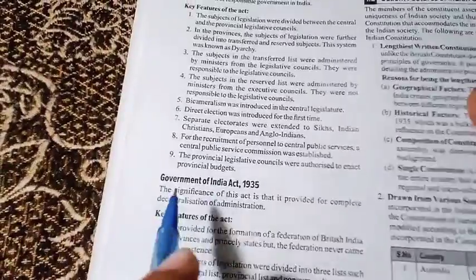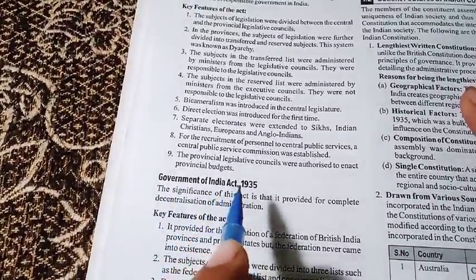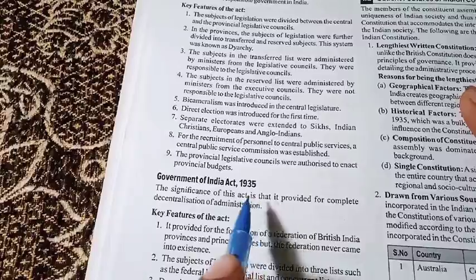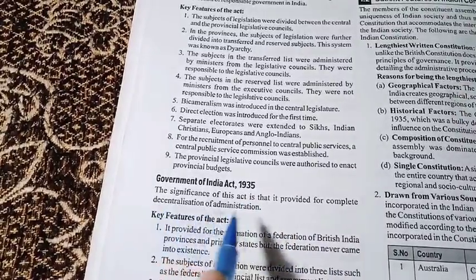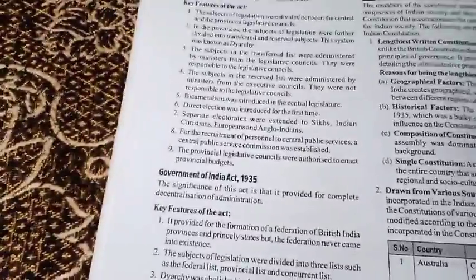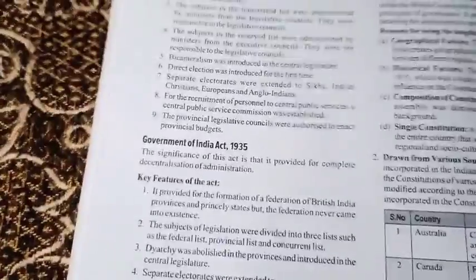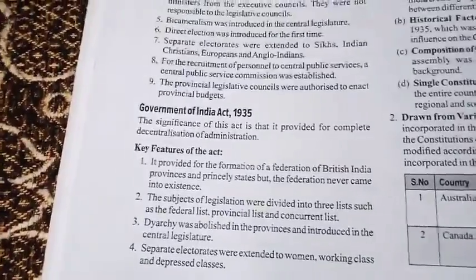So now the second act is the Government of India Act of 1935. The significance of this act is that it provided for the complete decentralization of administration. मतलब decentralization को हटाना था. So, key features of this act.